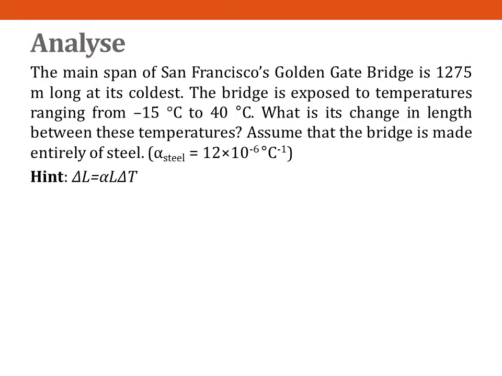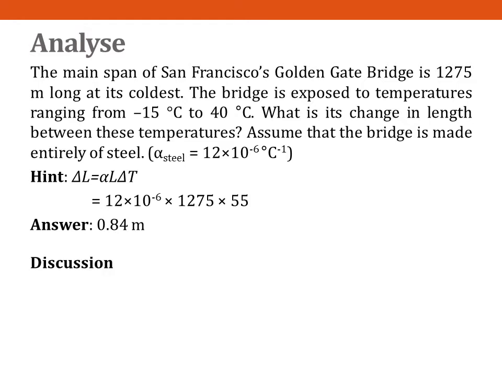We are going to use this formula. Delta L is equal to alpha L into delta T, where alpha is 12 times 10 to the power minus 6, L is 1275, and delta T ranges from minus 15 to 40 degrees, which is 55 degrees Celsius. So we substitute in the formula and we obtain the final answer as 0.84 meter.